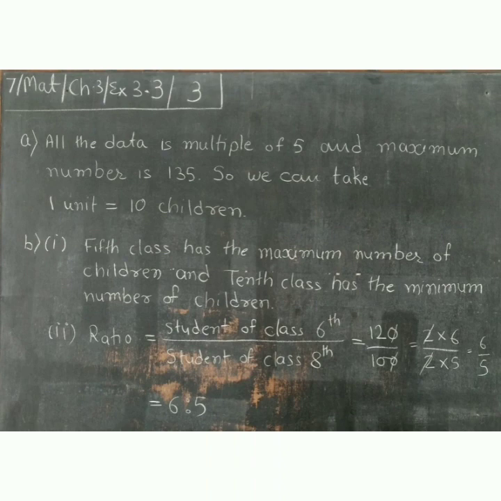Cancel the 0. Now 12 is equal to 2 into 6 and 10 is equal to 2 into 5. Again cancel 2. So it is 6 upon 5. The final answer is 6 is to 5.